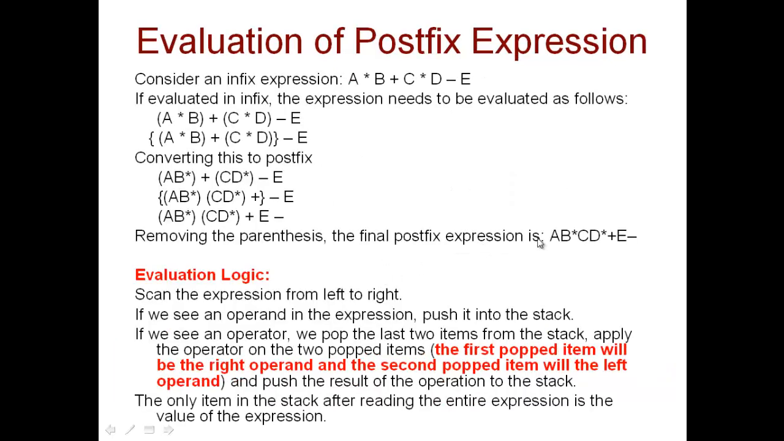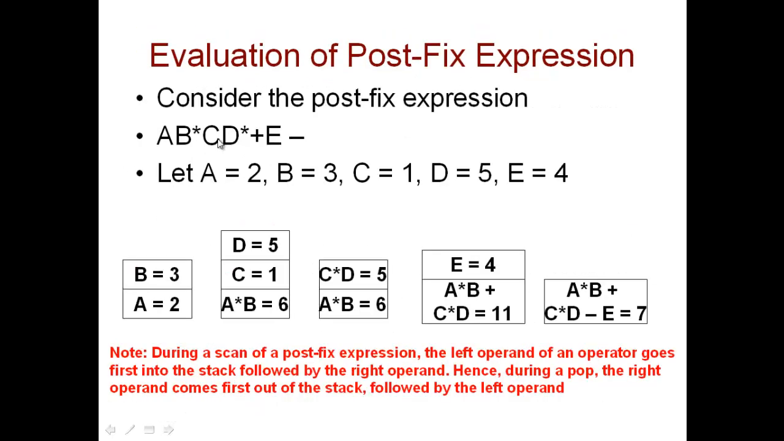So this is the same expression A B star C D star plus E minus. Let's evaluate it. We scan the expression from left to right. So we see an A. Of course, here I have given some values for the operands. You can use your own values also to understand this example, but what we need to know is how to evaluate this expression. So we see an operand, so we push it to the stack. So A is now the only operand in the stack. Then we see another operand, so we push B to the stack. So this is the stack after we have looked at A and B.